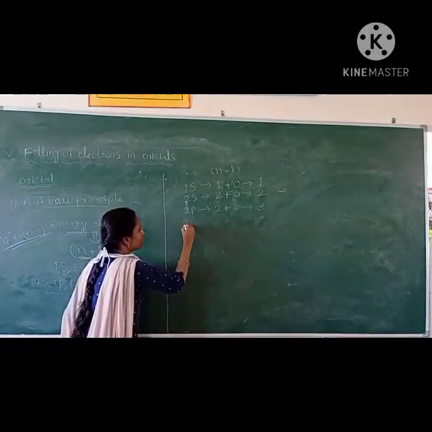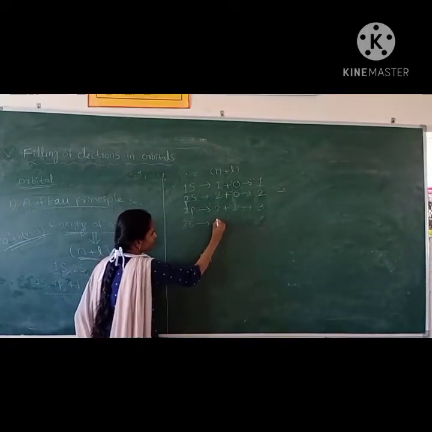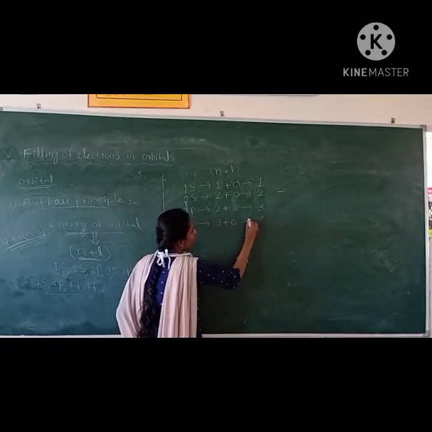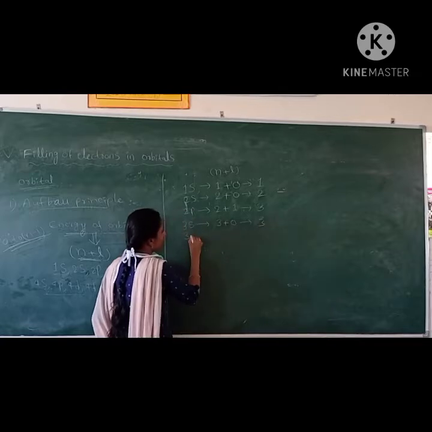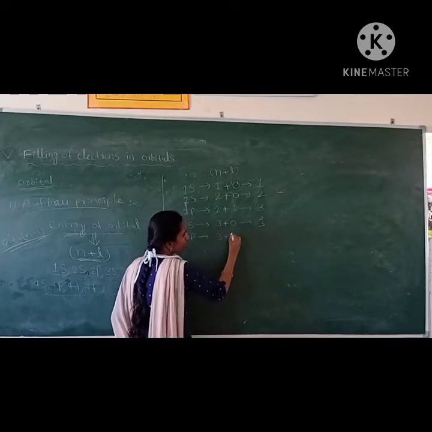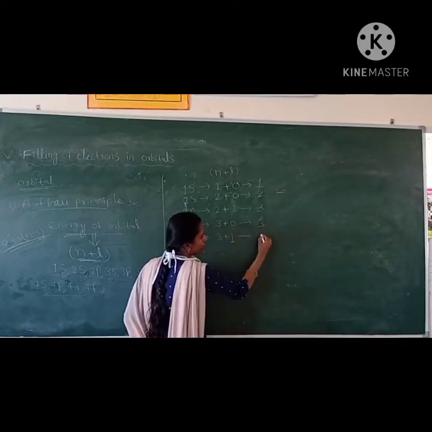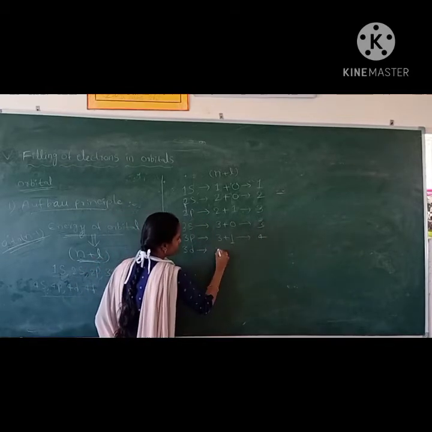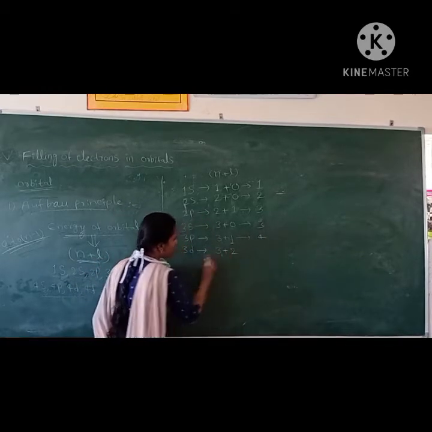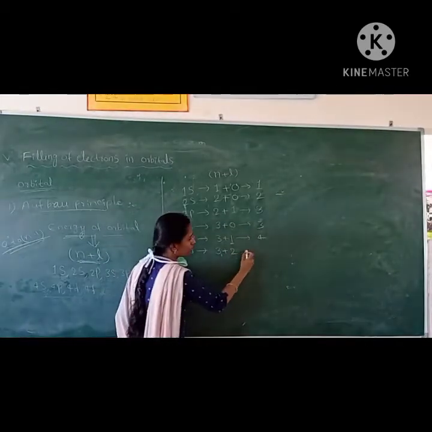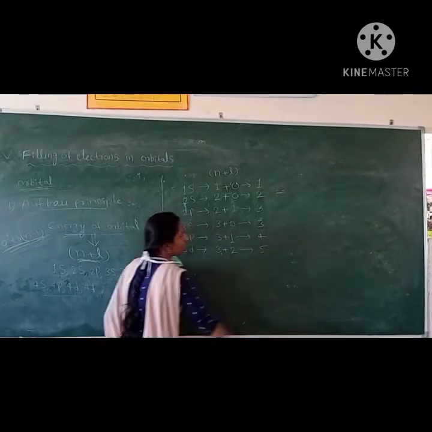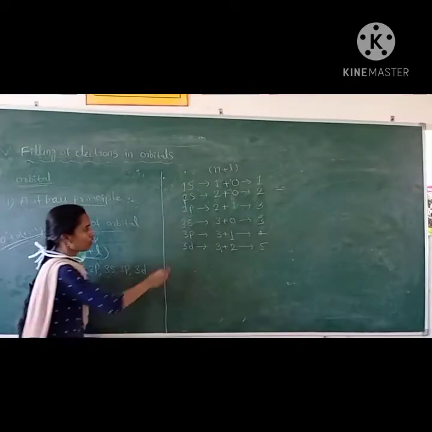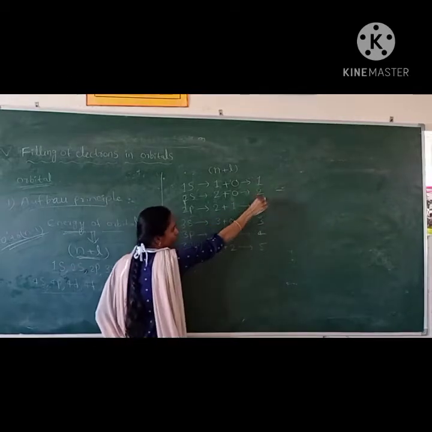And for the 3s orbital, 3 plus 0, so here 3. And for the 3p orbital, 3 plus 1, so here 4. And for the 3d orbital, 3 plus the L value for a d orbital, which is 2. Then the n plus L value is 5. So these are the n plus L values.